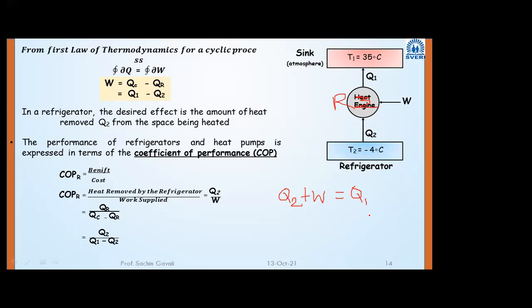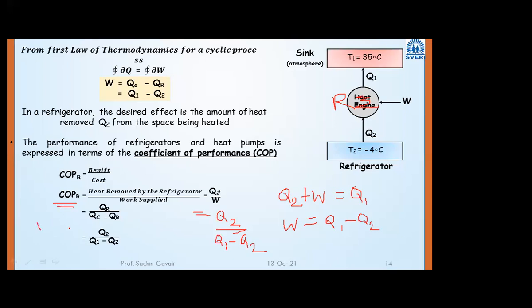So Q2 plus W is equal to Q1. Therefore W is equal to Q1 minus Q2. And therefore Q2 divided by W is equal to Q2 divided by Q1 minus Q2. This is the COP of a refrigerator.